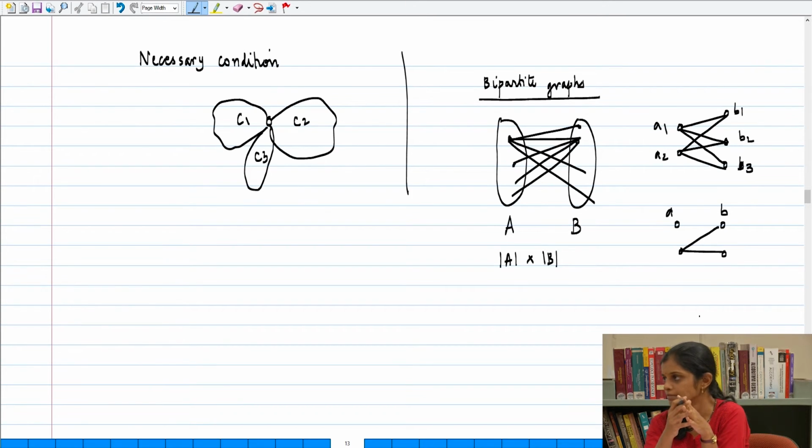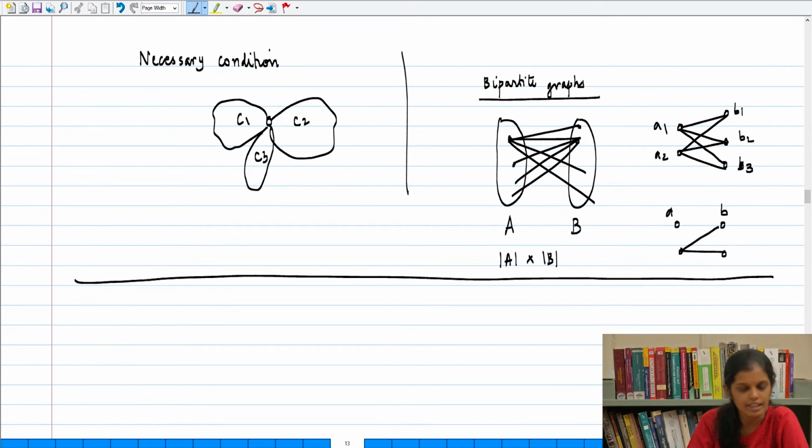So what we did here is we took a vertex and removed it from the graph, right? We asked, suppose there is a cut vertex, we are trying to remove it from the graph and we are asking how many components it creates, right? If there is no cut vertex, what will happen?